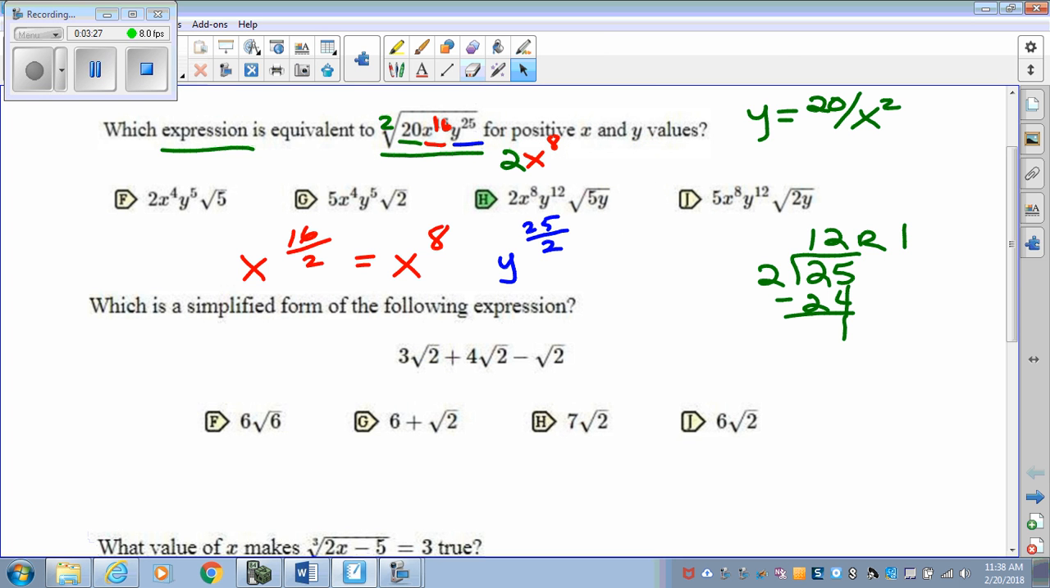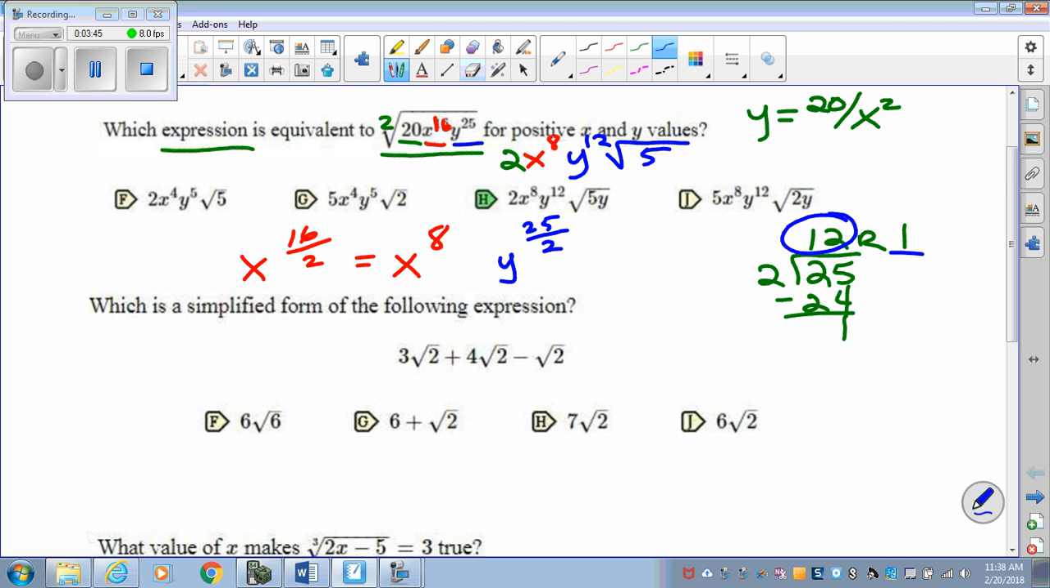All right, so I've got my square root of 5 over here, and I need room for my y's. So I'm going to have y, and then it would be to the 12th power, because that was how many perfect squares I had. That 12 is what is going to come out. My remainder of 1 is going to be what stays underneath the radical. So if I have 12 times 2, because this was a square root, 12 times 2 is 24, plus 1 is 25.